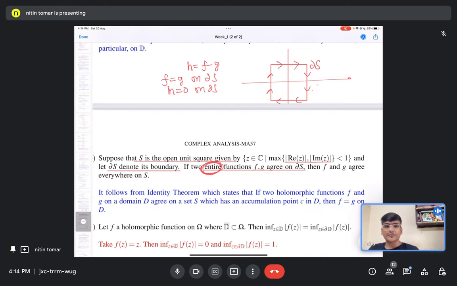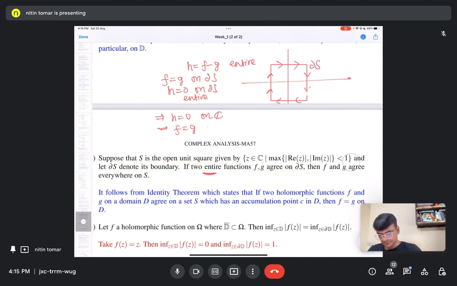Now again by identity theorem, because h is entire, because f is entire, g is entire, so is their difference. So h is one entire function which is 0 on the boundary of some set. And anyhow it will have a limit point in the complex plane. See, we need a domain for the identity theorem, and in this question the domain is the entire complex plane. So by identity theorem, h has to be 0 on the complete complex plane, which means f equal to g everywhere on the complex plane. Okay, so is this clear?